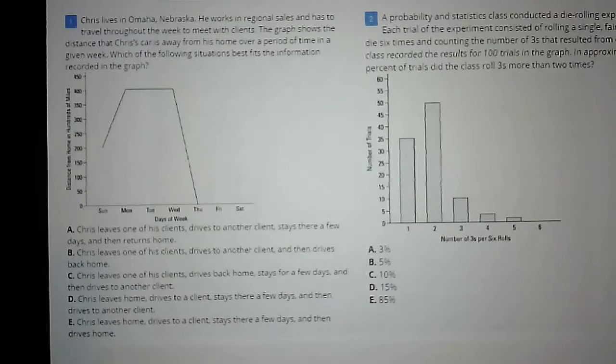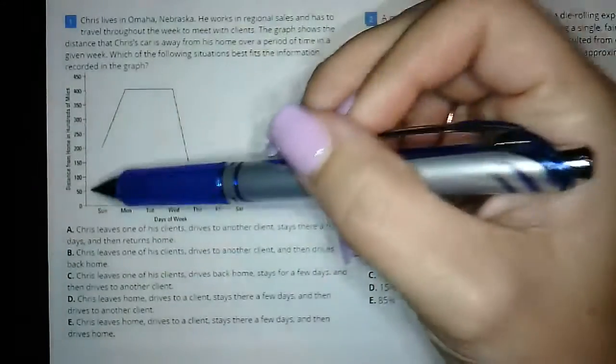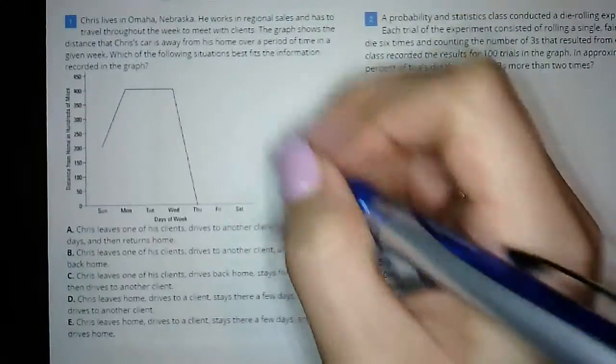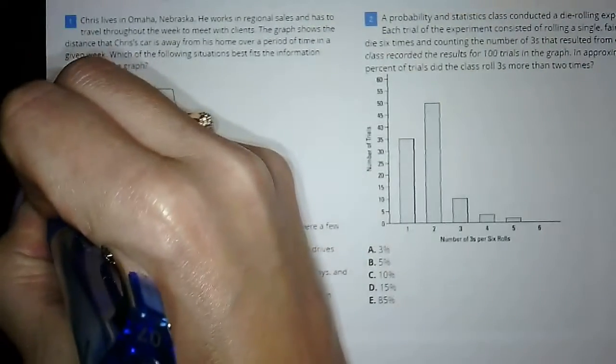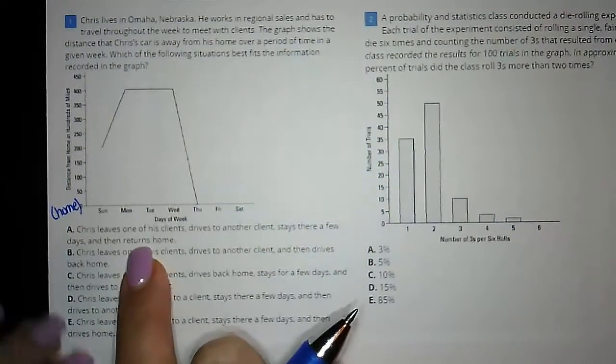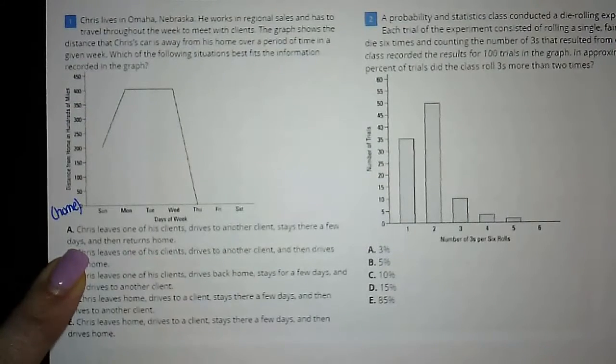So some of the tips that we've talked about so far is reading what's here. These are the days of the week. This is the distance from home. So home right here is 0. This is where home is. And we're trying to find what best fits the information. So Chris leaves one of his clients, drives to another client, stays there a few days, and then returns home.